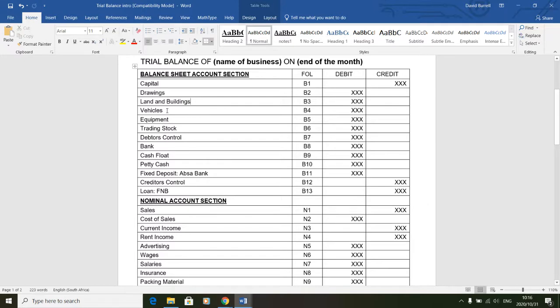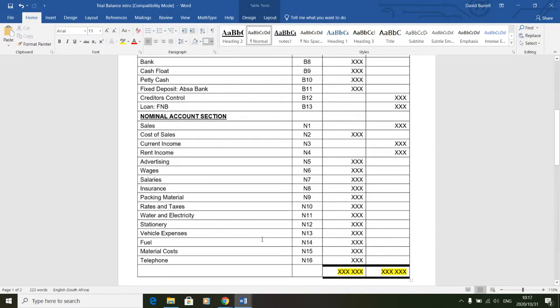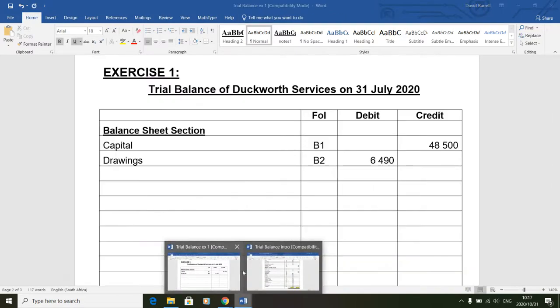What we saw in the general ledger was equipment before vehicles. Now vehicles is before equipment. It's a bit debatable as to which one comes first. I'm going to go for equipment before vehicles just to be consistent with the general ledger. If you put vehicles before equipment, it really isn't too serious at this point. So let's just go back to our question.